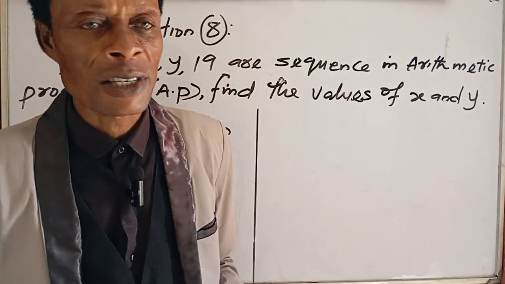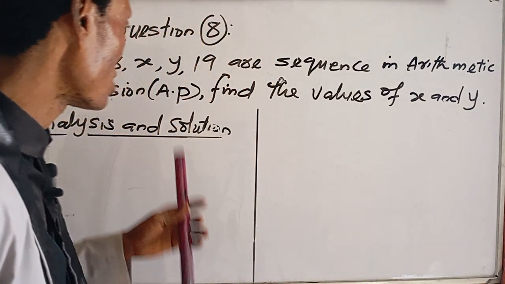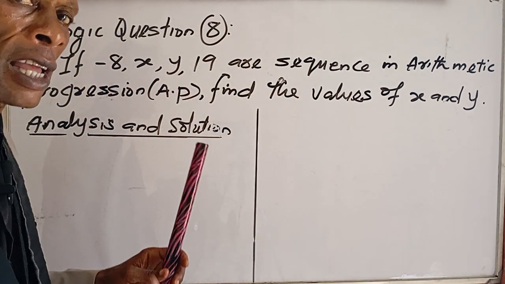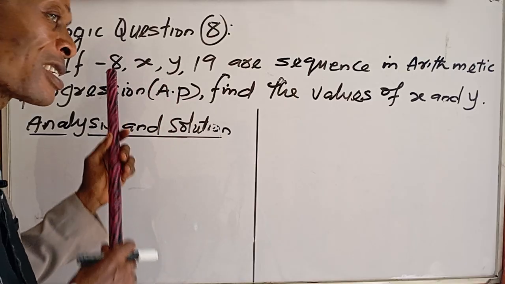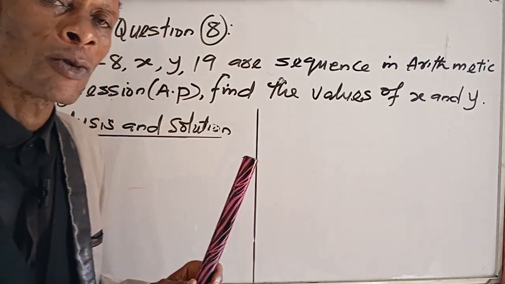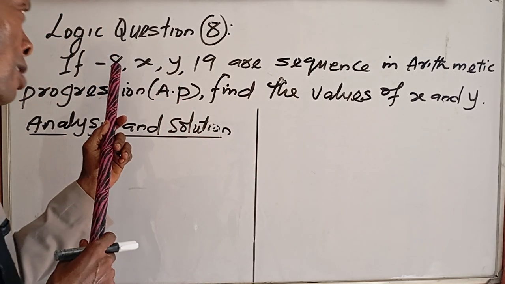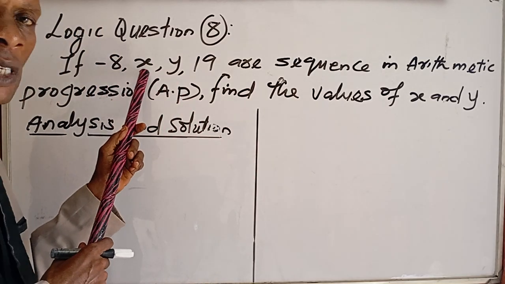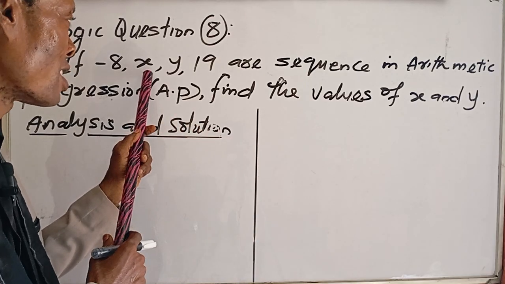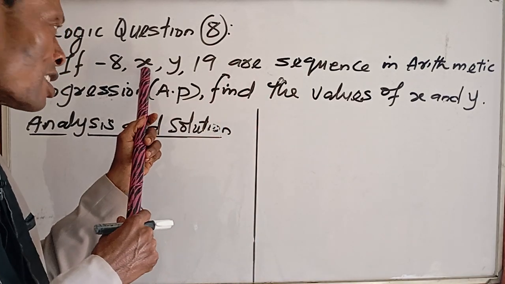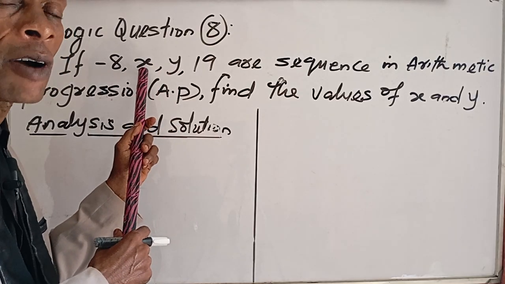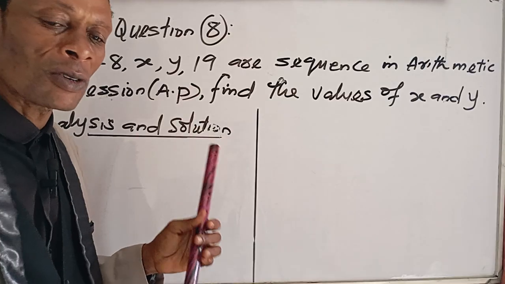For you to generate the terms of the sequence, if you know the first term, then you should be able to know the common difference. The common difference will be added to the first one to give you the next term, and you continue to add that common difference. If you add the common difference to the second term, it will give you the third one. And if you want to go back, you subtract that common difference.